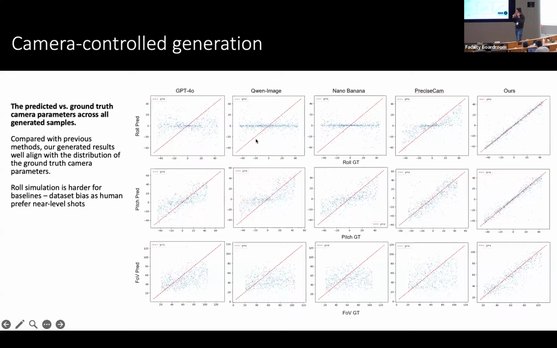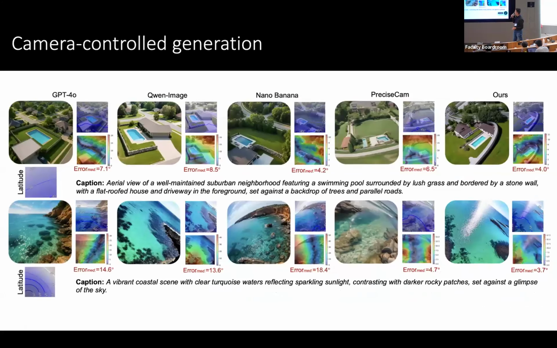Because for this baseline, they basically train on datasets with bias that prefer near level shots. So they have problems generating images with different roll angles. That's the observation. And here are some qualitative results.